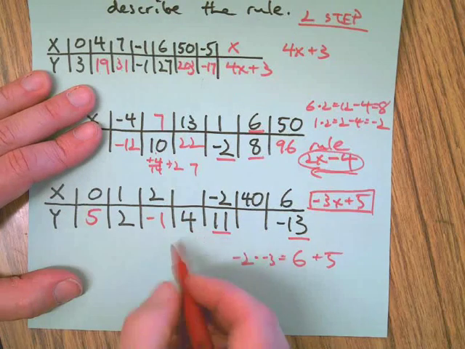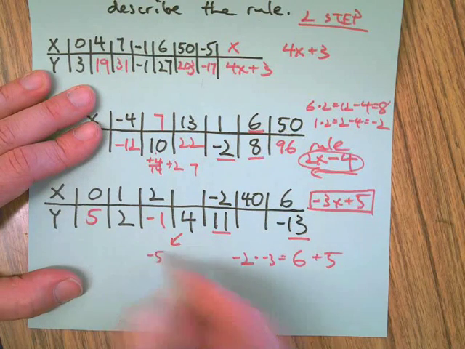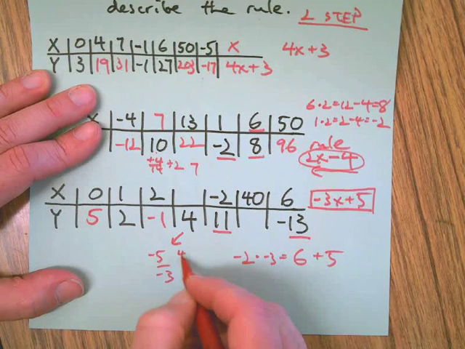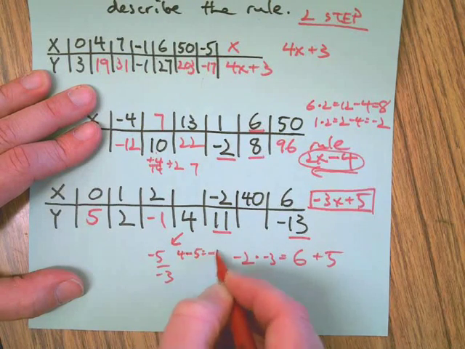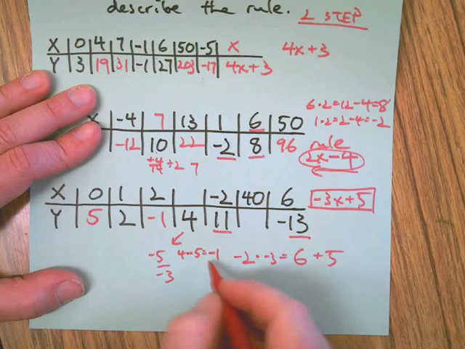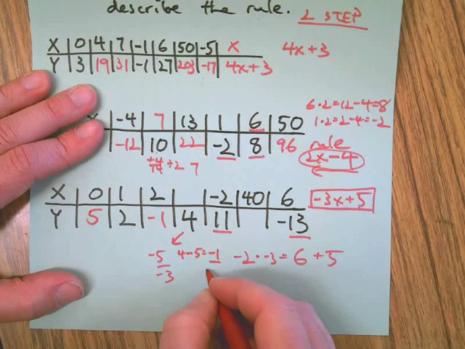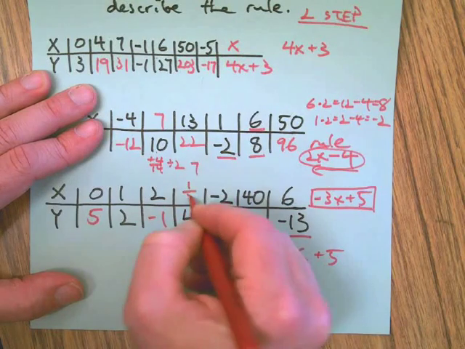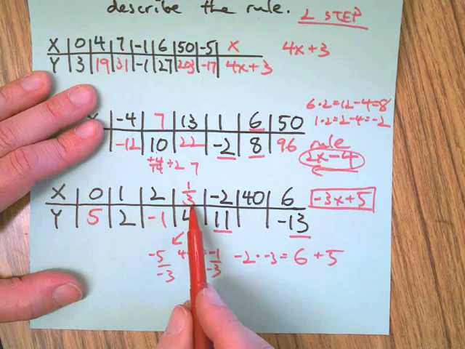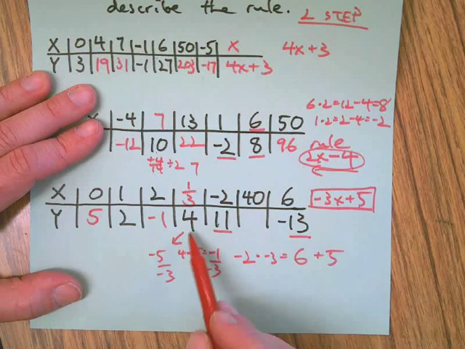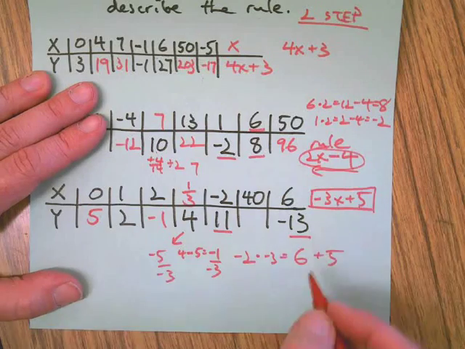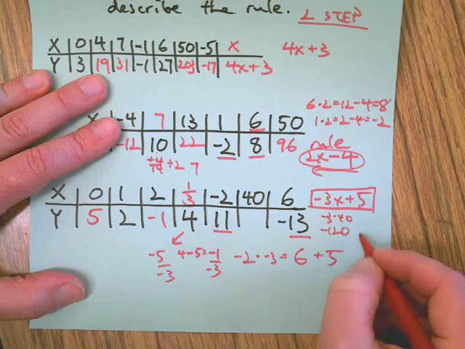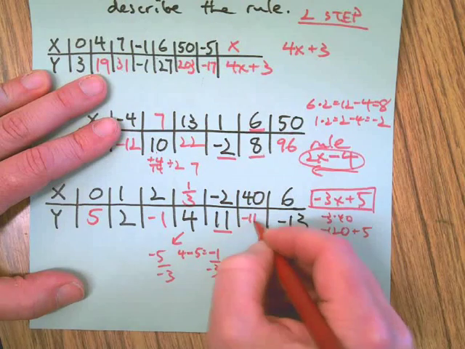I'm going to work backwards. So I got to take away 5 and then divide by negative 3. Okay? 4 take away 5 equals negative 1. Negative 1 divided by negative 3 is 1/3. Test it out. 1/3 times negative 3 is negative 1 plus 5 is 4. That works. It's crazy, but it works. Negative 3 times 40, negative 120 plus 5, negative 115.